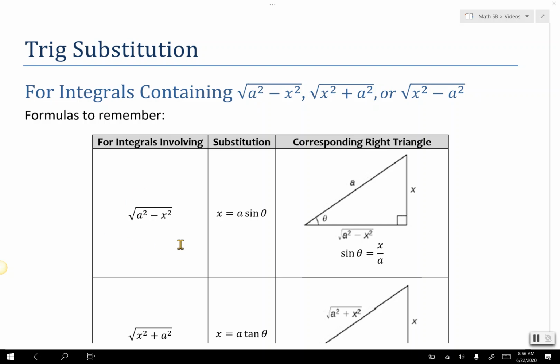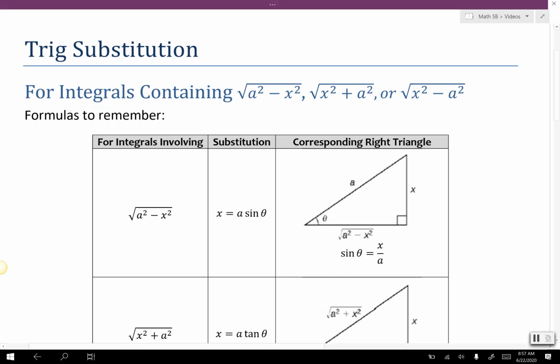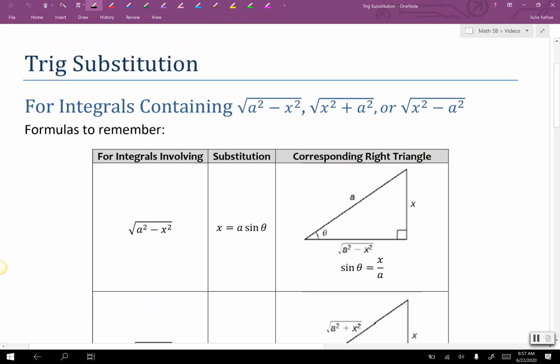So if I have, for instance, in this first case, the square root of a constant minus x squared, then the substitution I'm going to use is x equals a, which is the square root of whatever's being squared in here, times the sine of theta. And I also have here the corresponding triangle that I would get for this particular substitution. The whole idea behind this is I need that root to cancel out when I do the substitution, and so this is the substitution that will make that happen.